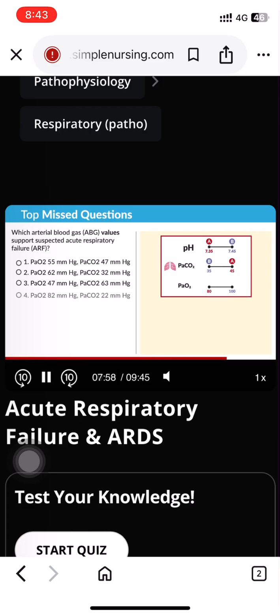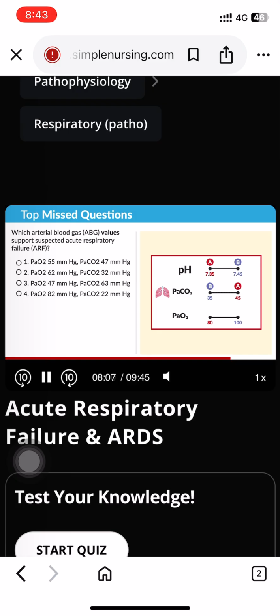So a top miss question here. Which ABG values support suspected acute respiratory failure, that ARF? So again, look for the lowest O2. So it can't be 55, not 62. So option 3, 47 is our lowest O2. And then easily look for the highest CO2. So 63 in option 3 is the highest there.